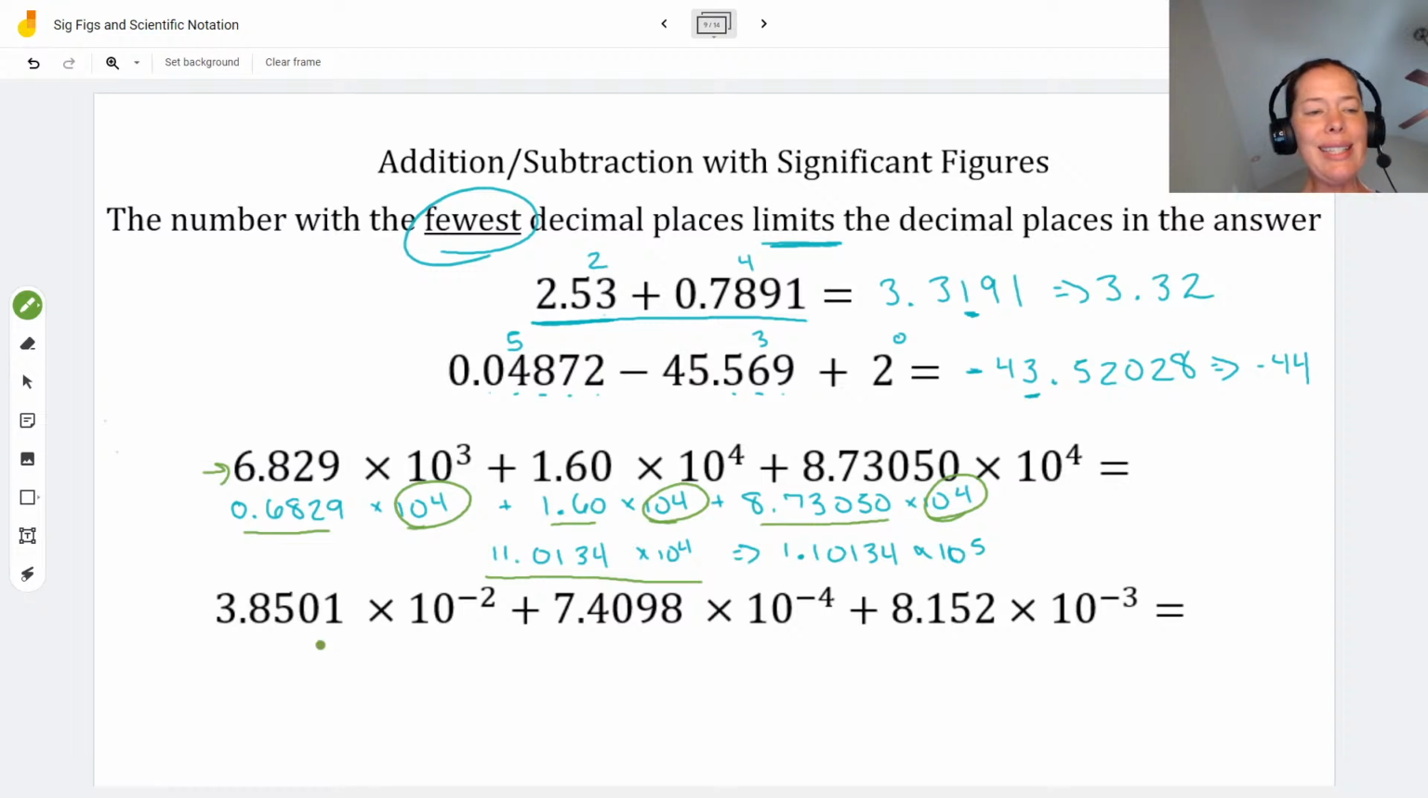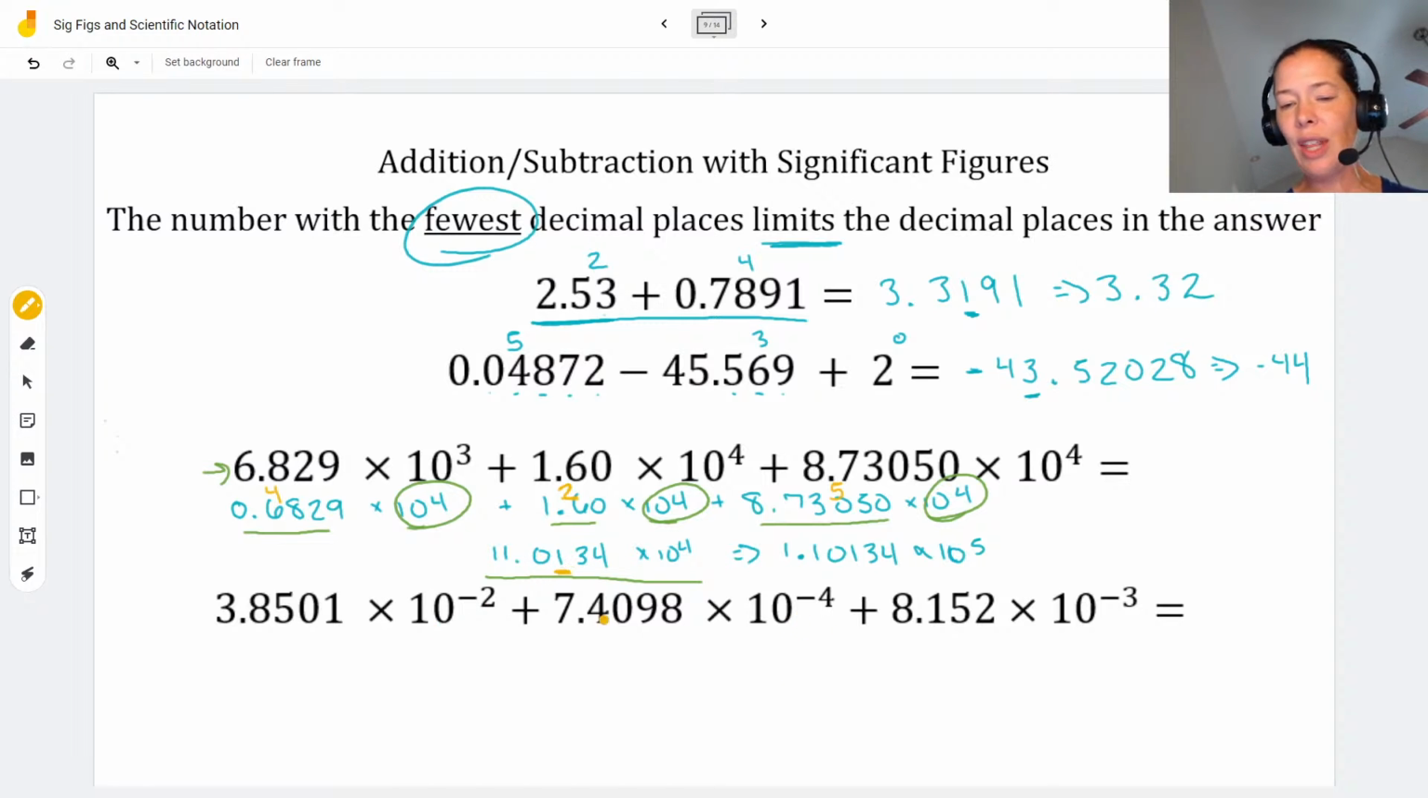Okay, so let's see how many decimal places all of my numbers have. And again, I'm going with my 10 to the fourth as I corrected. So this has 4 decimal places. This one has 2. 1, 2, 3, 4. This one has 5. So the number that's going to limit me is my 1.60 times 10 to the fourth. It means I need 2 decimal places in my final answer.